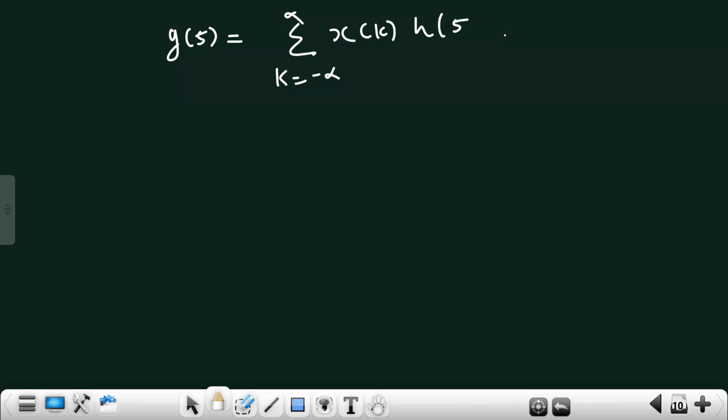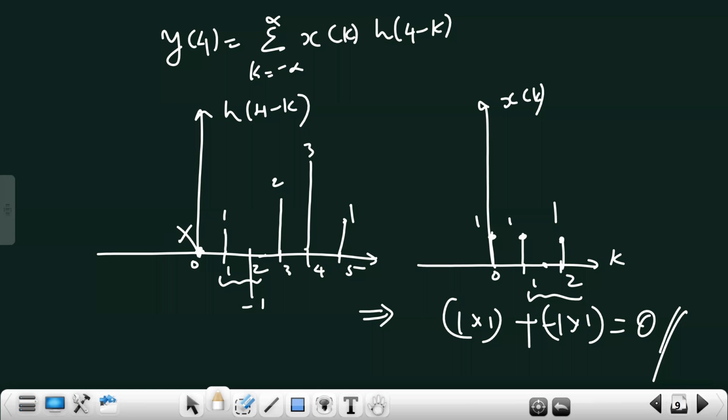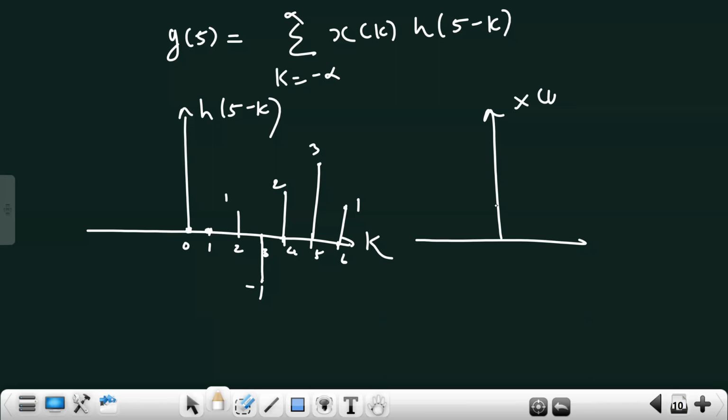So this will be the last output that you are going to calculate, h of 5 minus k. To plot h of 5 minus k, again you need to shift h of 4 minus k towards the right side by 1 unit. So it should start from 2 and end with 6. The same figure is shifted right by 1 unit, starting from 2 and ending with 6, whereas the signals at 0 and 1 will be 0. You will plot x of k also. Now you will multiply and add.